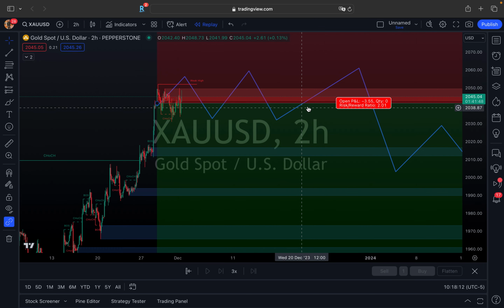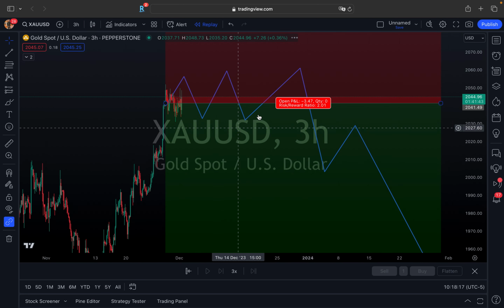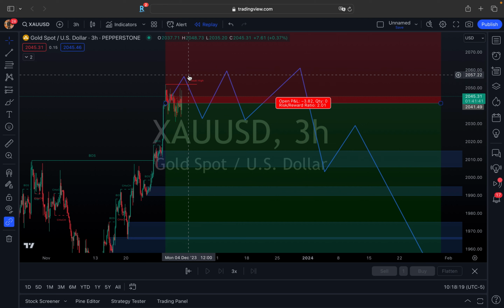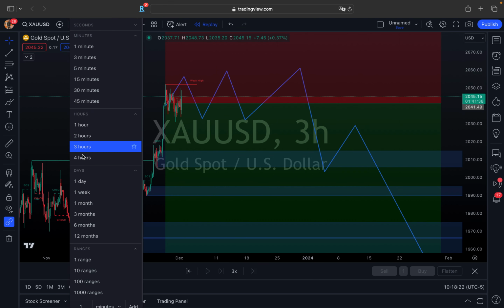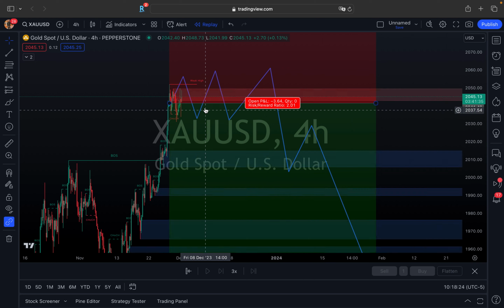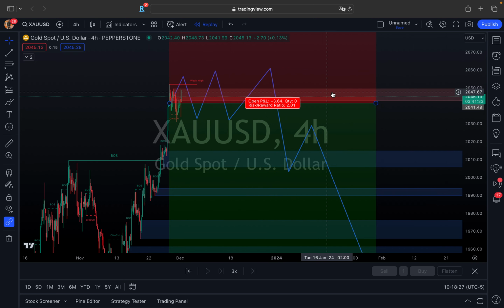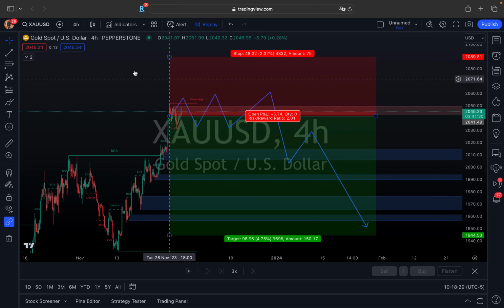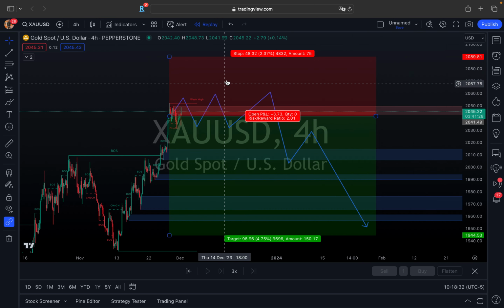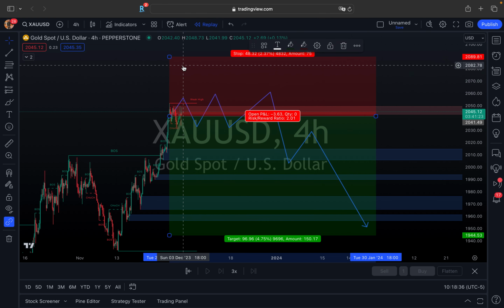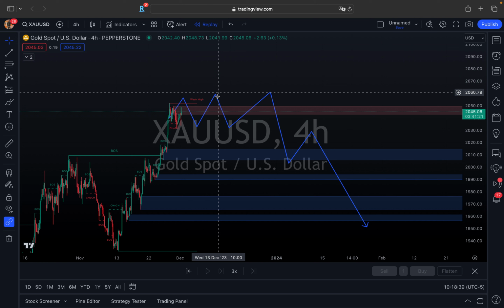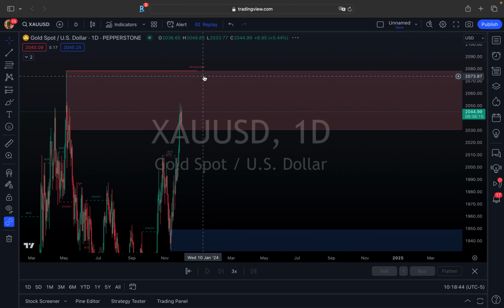On the 2 hour chart, it says weak high, so that would be a strong low. On the 3 hour chart, it says weak high, strong low. On the 4 hour chart, it's still saying weak high and strong low. So on the 1 through 4, it's still saying bullish. So I will maybe exit this trade. Because the only one that's saying that it's bearish is the daily.